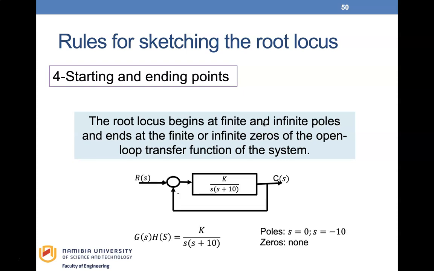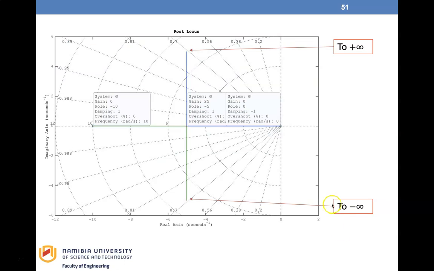For example, for this system, the open loop transfer function is k over s plus 10. This means that the path of the root locus will begin at s equals 0 and s equals minus 10. And since there are no zeros, which would have been finite ending points, the two loci will terminate at infinity, just as the root locus plot indicates.